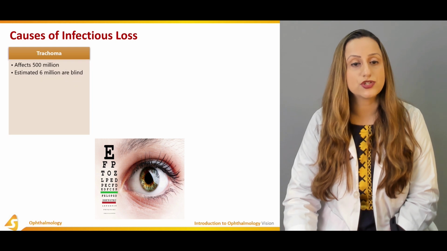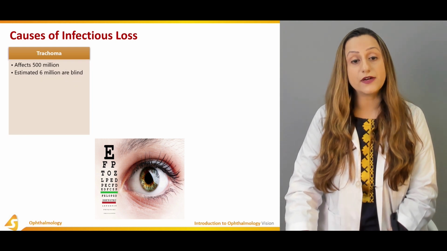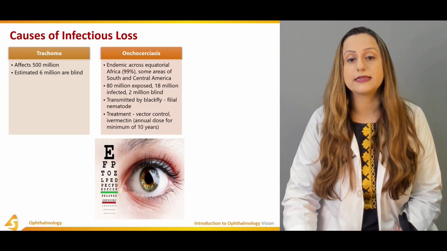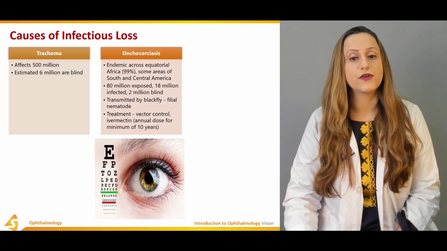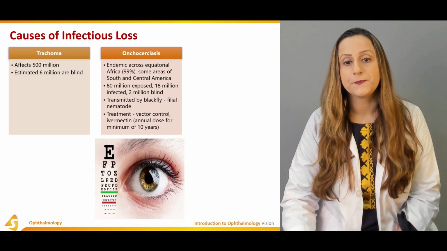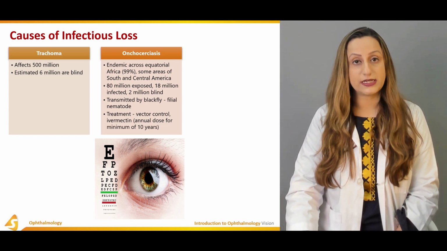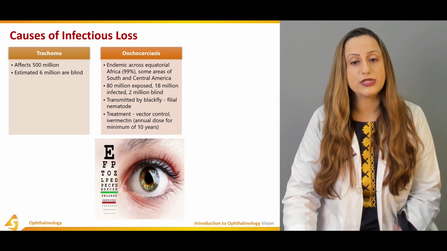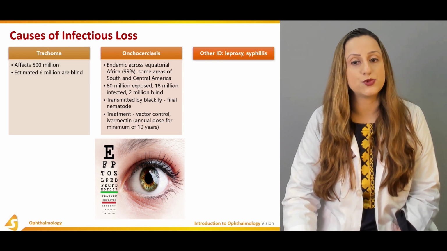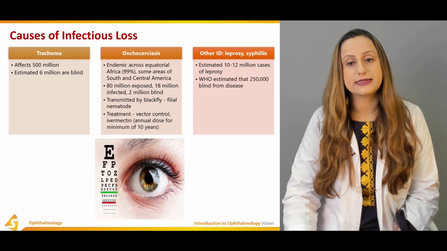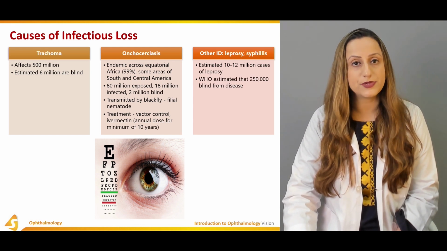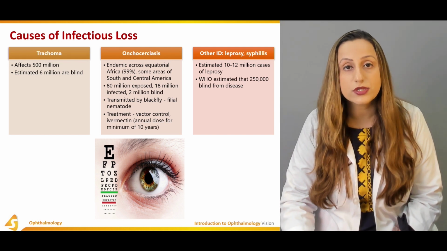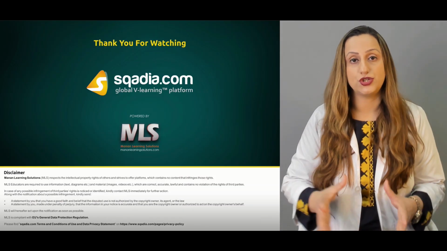Then we have the causes of infectious loss ranging from trachoma, which affects 500 million people, with an estimated 6 million people blind. Then we have onchocerciasis that is endemic across equatorial Africa. Some areas of South and Central America are also affected. We have 80 million exposed, 18 million infected, 2 million blind, transmitted by the black fly, a filarial nematode, and treatment is vector control. Ivermectin is sometimes used. We have other causes such as leprosy and syphilis, with an estimated 10 to 12 million cases of leprosy. WHO estimated that 250,000 blindnesses are caused by leprosy or syphilis each year.